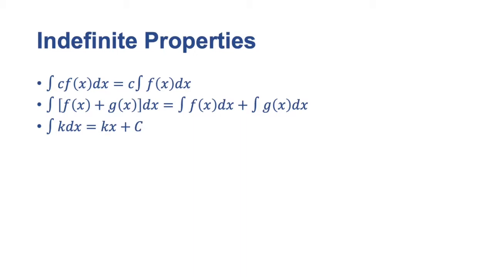So if I'm integrating constant k, it's not x dependent, well, I just add a power of x. So that goes from x naught to x to the first power. So I take the integral of k dx. That becomes kx plus c. All right, so now we've covered the basics of indefinite integration.